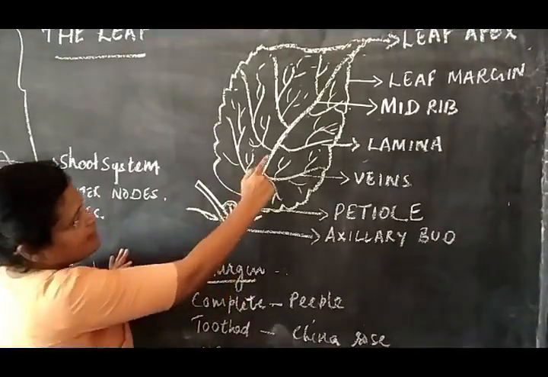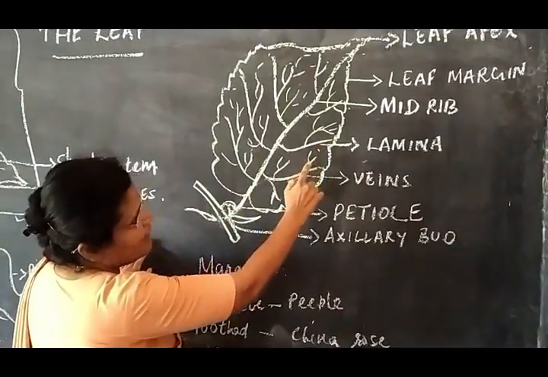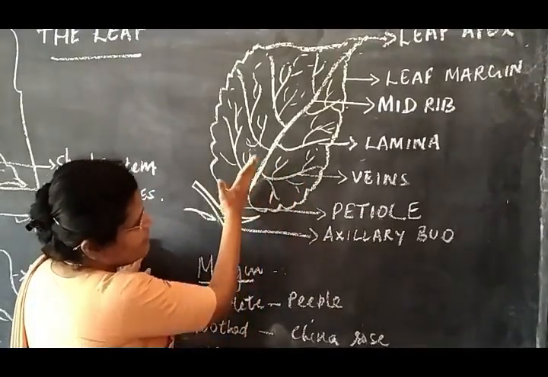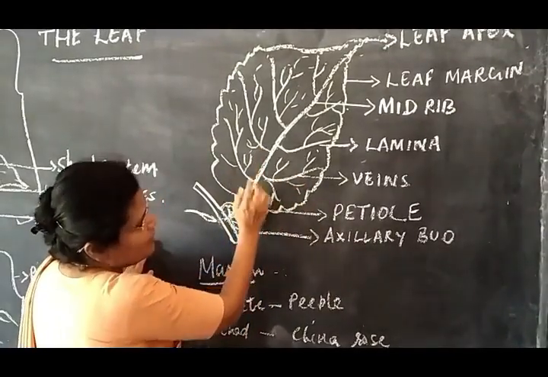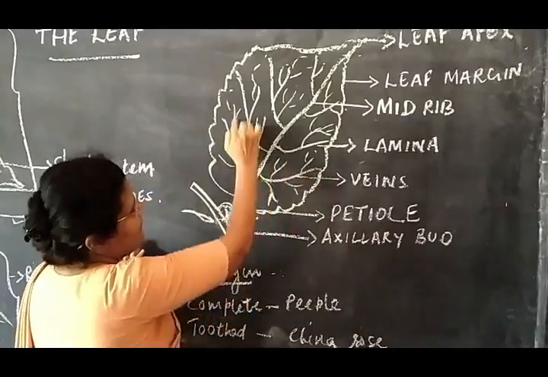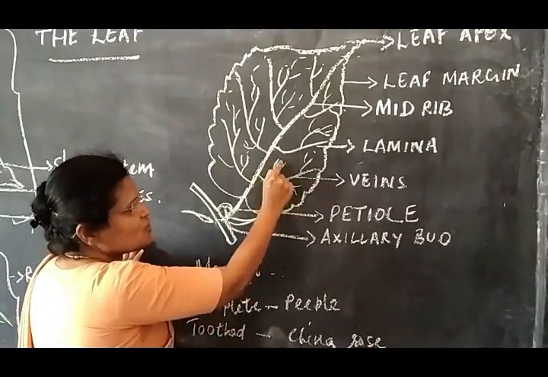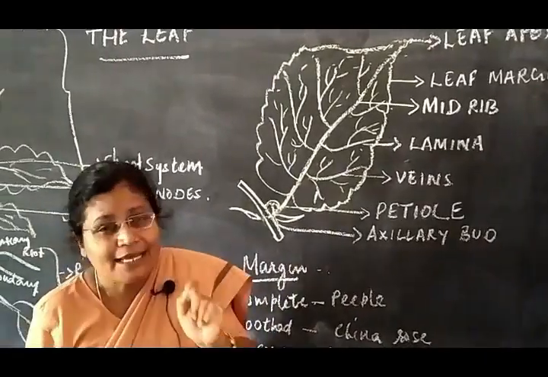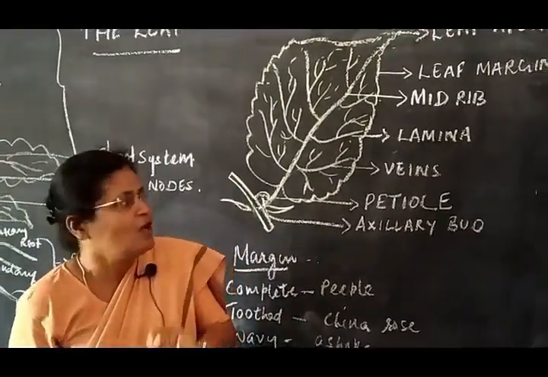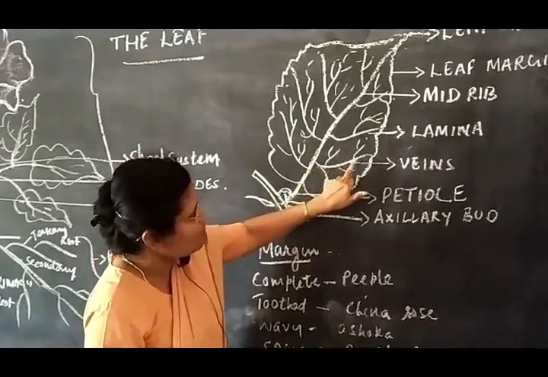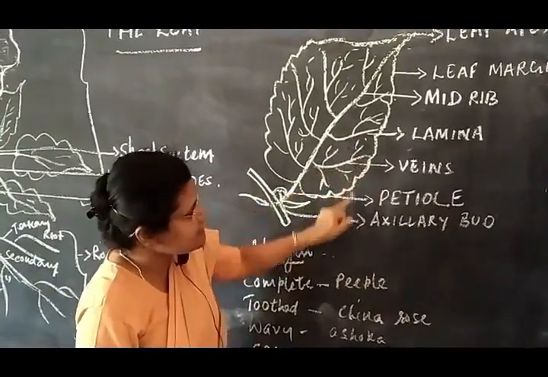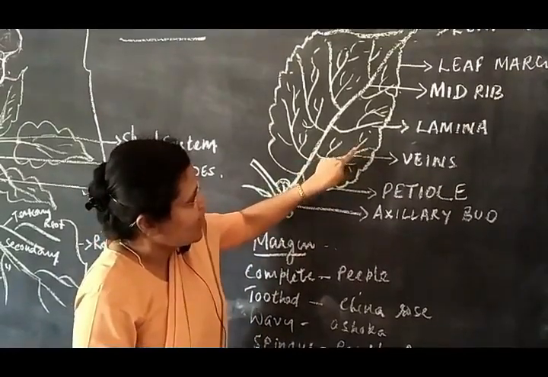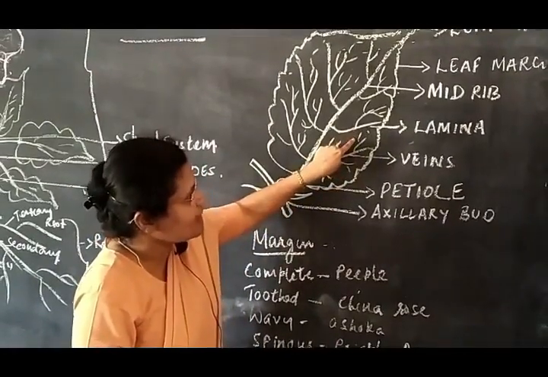Then you will see the lateral veins. Now you see the veins, so many veins are rising. So you have the midrib, and from the midrib a number of veins arise. Then you have the small veins which are called veinlets, V-E-I-N-L-E-T-S. So you have the veins, and the branches of the veins are called veinlets.